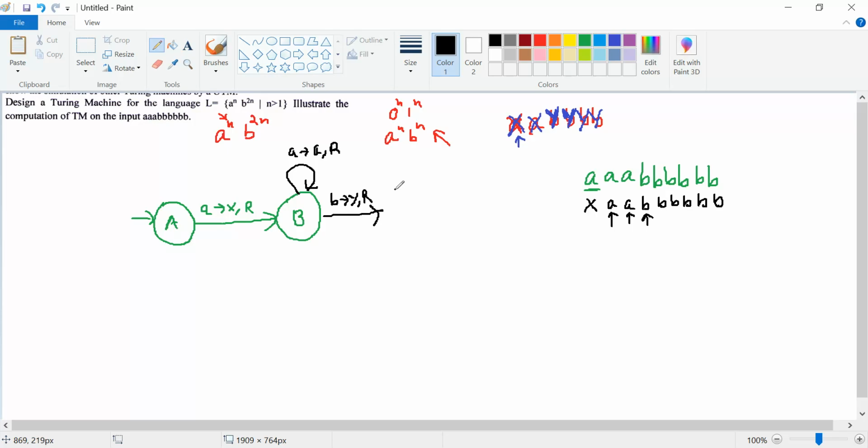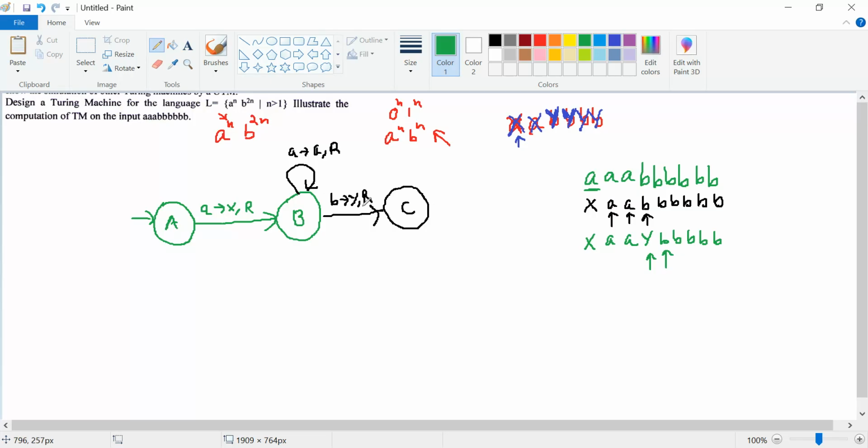So right. Then we have, okay, don't worry about the colors. So C is the next state. So what we did now is we replaced B with Y. So the next scenario will be like this: X, A, Y, B, B, B, B, B. Okay, so we are here now, right? So we have to move right again, right? So which means we will come here.